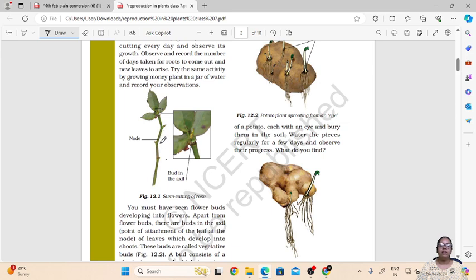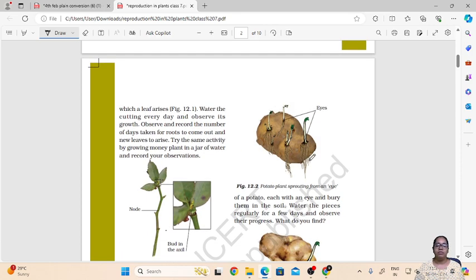So node region is basically the part which consists of the meristematic cells, which help in formation of new cells, which will help this cutting part to develop into a new plant. So a plant is taken and the node region is cut and then it is planted in soil, which will give us a new plant. So this is how vegetative propagation through cutting is done.